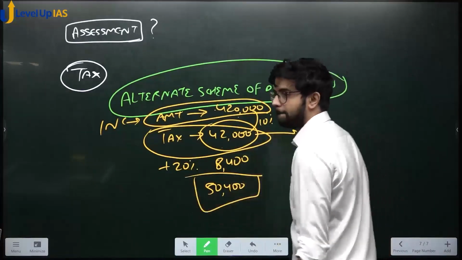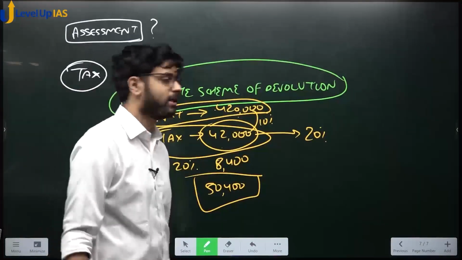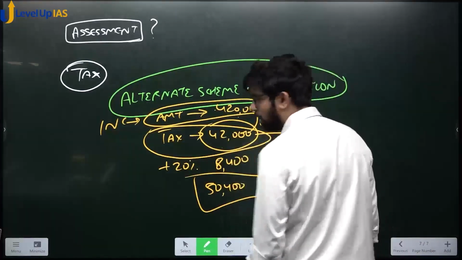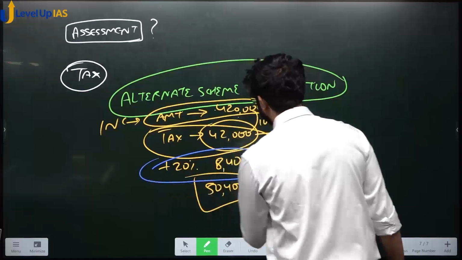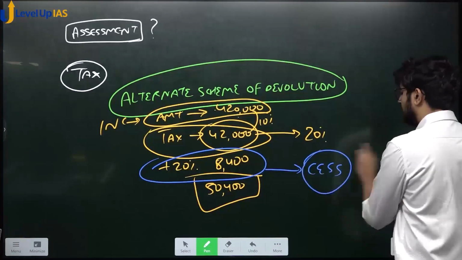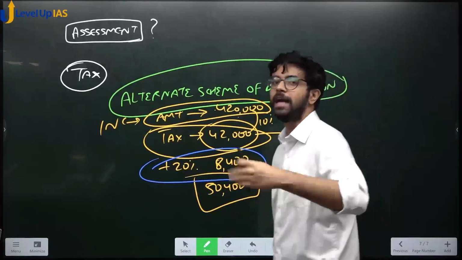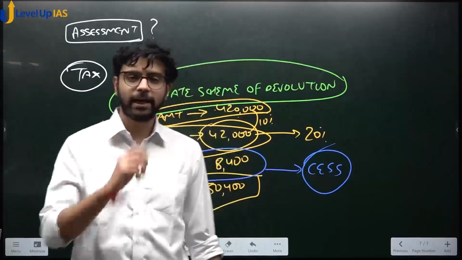50,400. Okay. Now this 50,400, you have to pay to the government. Then sir, what is this extra 8,400? This is called cess. C-E-S-S. Cess. Sir, what is cess? Cess is something that is added on tax. Okay? It is added in income tax.